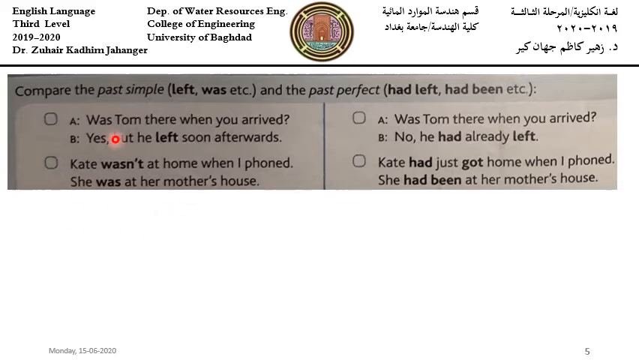All the speaking happened in the past. But for the past perfect, there's a time scale. So, was Tom there when you arrived? That's the question. The answer is no. He had already left. Kate had just got home when I phoned. She had been at her mother's house.